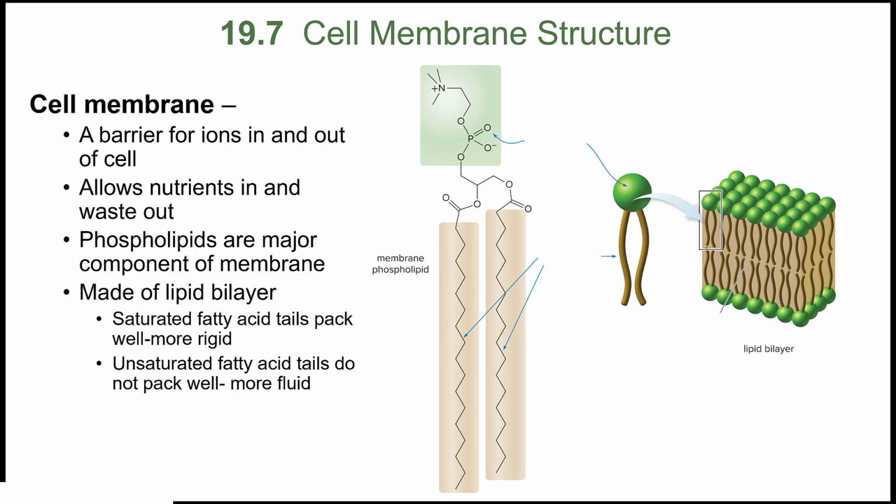If we take a closer look at cell membranes, we have a barrier in the membrane that allows for ions to come in and out of the cell. This also allows the nutrients in and the waste to go out. Phospholipids, which we'll see, is a major part of these cell membranes, and it's made of a lipid bilayer, which is made from saturated fatty acid tails that pack together to make the wall more rigid, and these are the result of the nonpolar fatty acids.